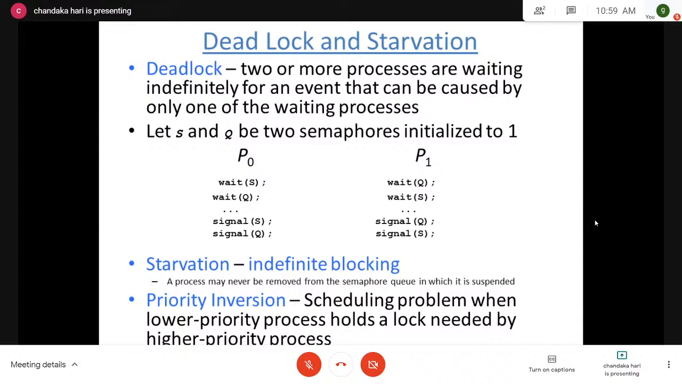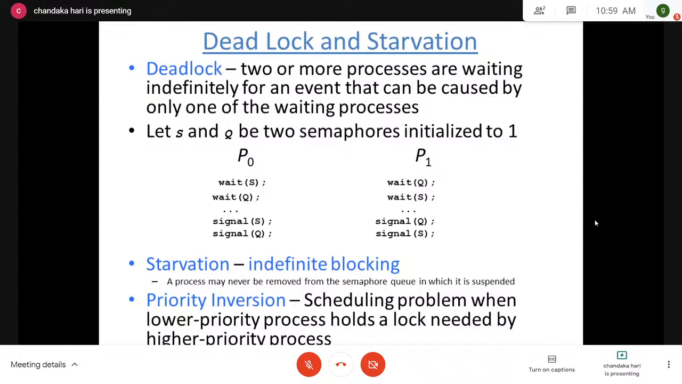What happens is that, suppose P0 holds a lock on S and is waiting for Q, and similarly, process P1 is holding a lock on Q and waiting for S. P0 is waiting for signal Q and P1 is waiting for signal S. Then both processes are not allowed to continue their execution, and this particular situation is going to be called a deadlock, or deadlock starvation also.